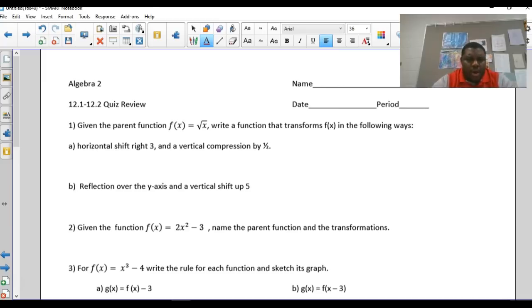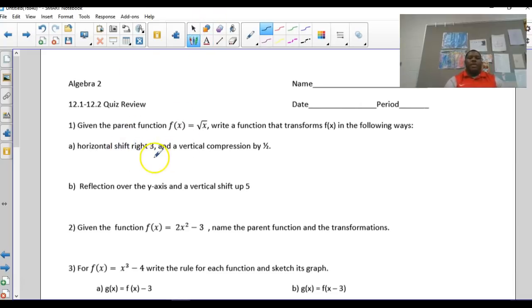This first problem right here, number one, has two parts. It says, given the parent function f of x equals the square root of x, write a function that transforms f of x in the following ways. So we're going to take the square root of x, and first we're going to have a horizontal shift right 3. Okay, shift right 3.